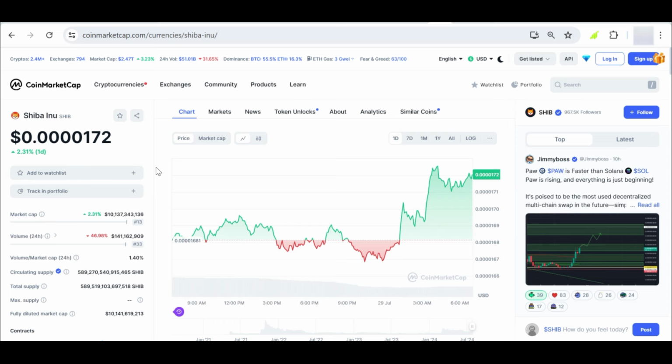We covered a lot of ground, from the significant increase in adoption rates and large transactions to the factors driving these trends. Shiba Inu continues to be a cryptocurrency to watch, with exciting developments on the horizon.